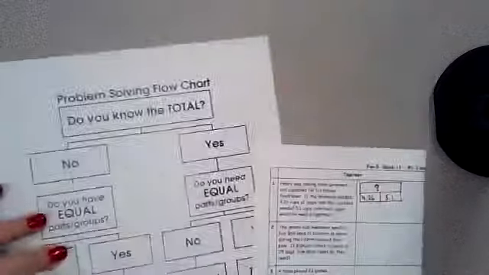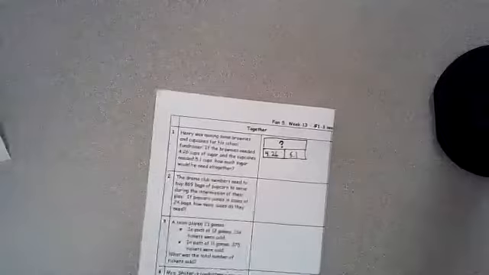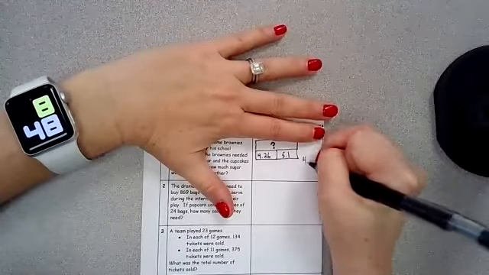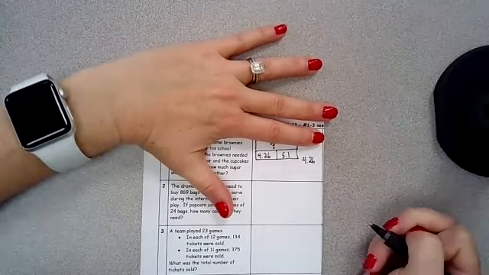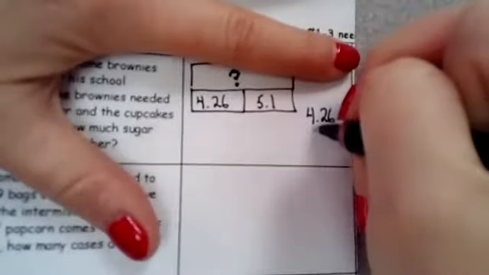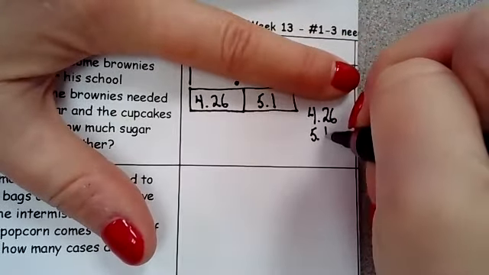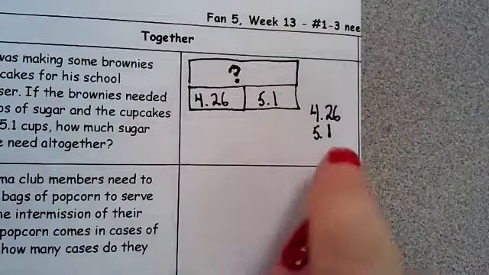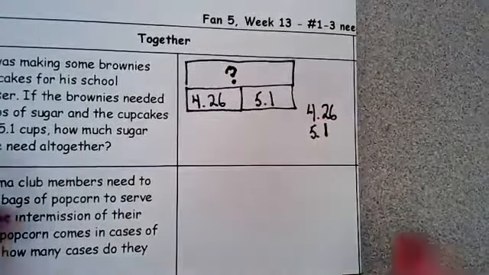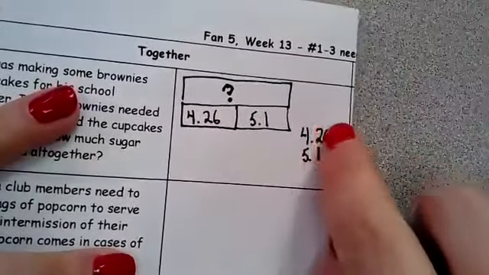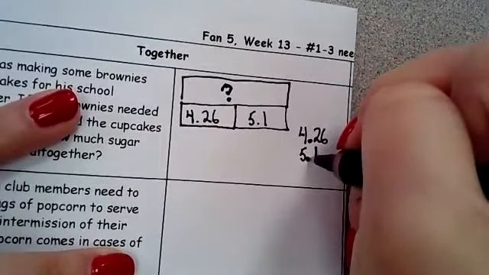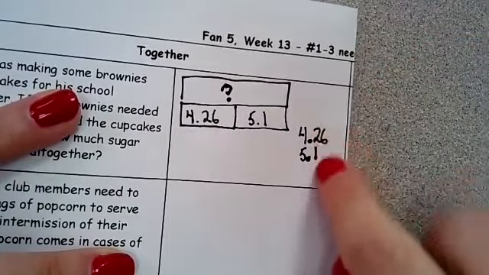All right, so here we go. What we need to do is we need to add. So let's do this right here in this blank. We've got 4 26/100 added to, let me zoom in on this, 5 1/10. Okay, and see, we lined up the decimals. We lined up the ones place together. So the 4 and the 5 are lined up together. We have the decimals lined up together. And then we've got the tenths place lined up.